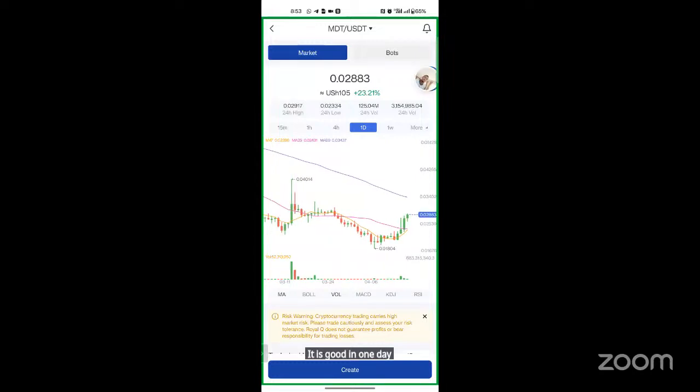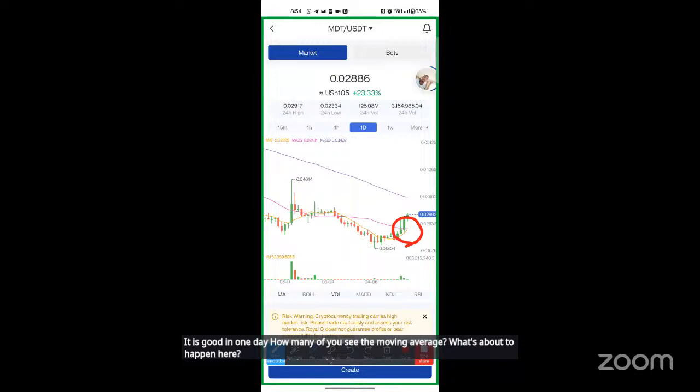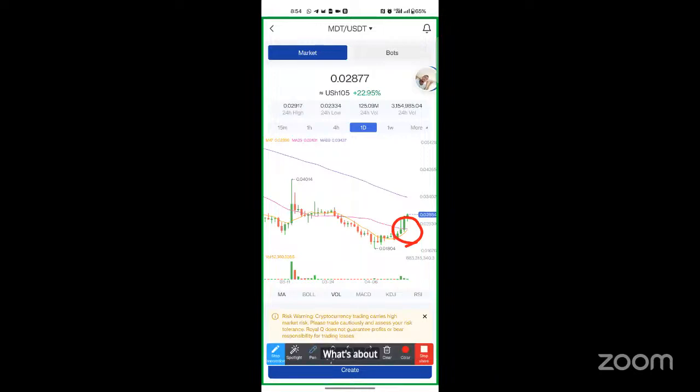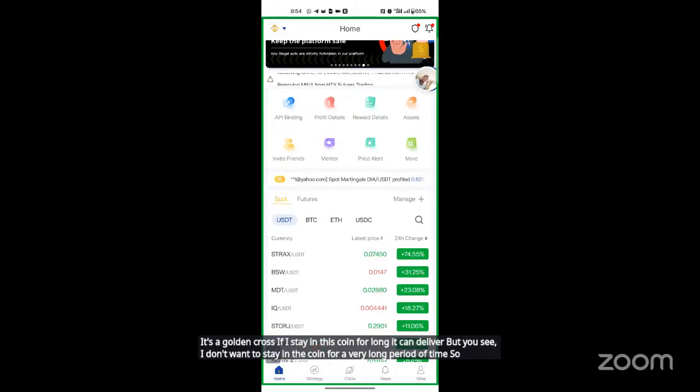How many of you see the moving average? What's about to happen here? It is not easy to keep sending you signals. What's about to happen here? It's a golden cross. So if I stay in this coin for long, it can deliver. But you see, I don't want to stay in the coin for a very long period of time. So I'll leave MDT. Let me check this coin.